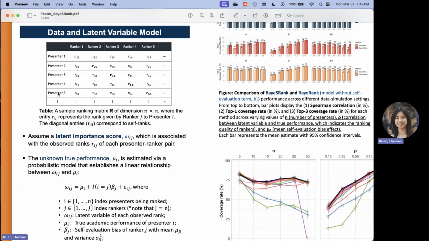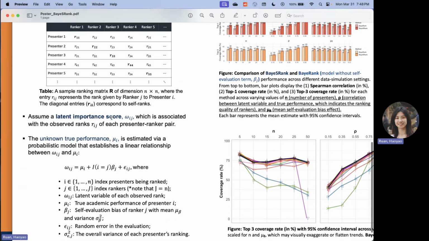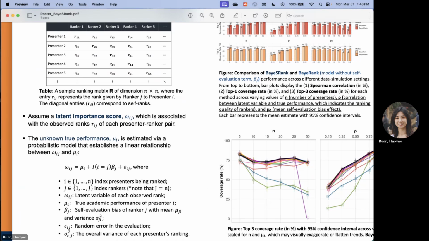Now, the ranking data are ordinal, meaning they only show preferences of the rankers, but not the absolute performance levels of the presenters. So we introduce a latent importance score omega, which is a continuous variable that maps the observed rankings to an underlying performance scale. Now, omega is a quantifiable measure like height or weight.